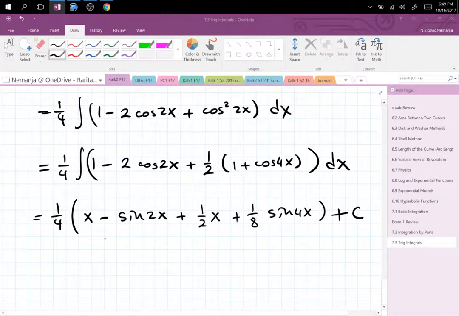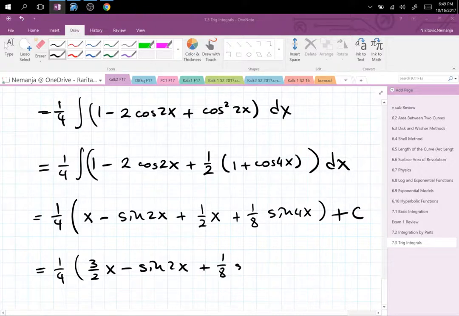I have like terms, this one and this one, so I have to combine those. You don't have to distribute 1/4. So this is going to be 3/2 x minus sine 2x plus 1/8 sine 4x plus c.